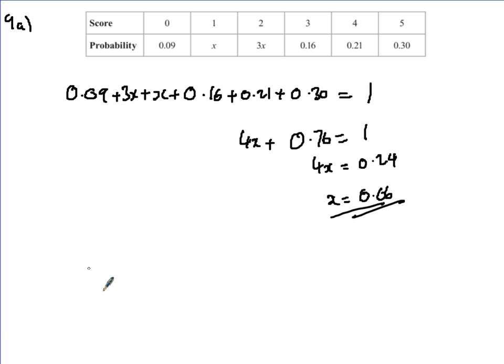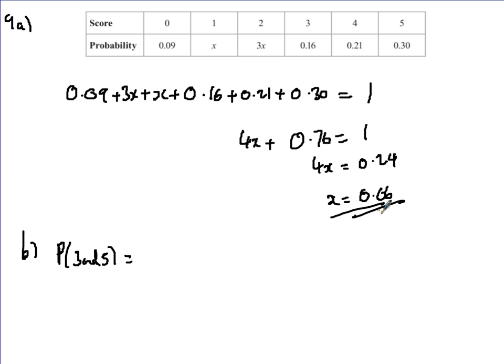Then as for B, Mary plays the game twice. Work out the probability of scoring a total of 8. So how can she score a total of 8? Well, she can get a 3 and a 5, and what else can she get? She can also get a 4 and a 4. Repeatedly throwing a ball at a target, so the probabilities won't change. So it's a probability of a 3 and a 5.